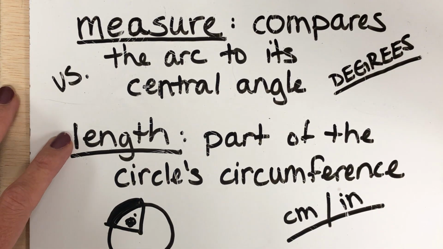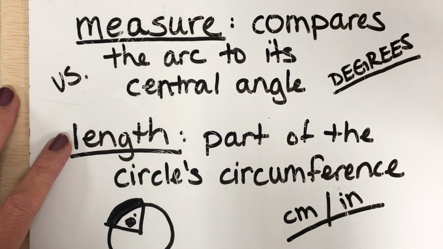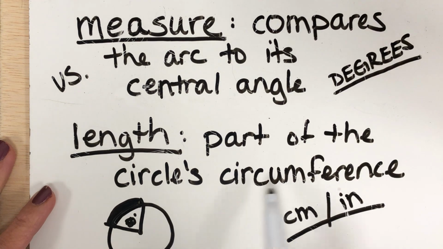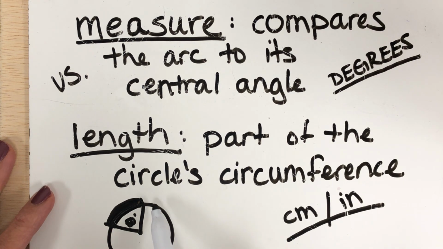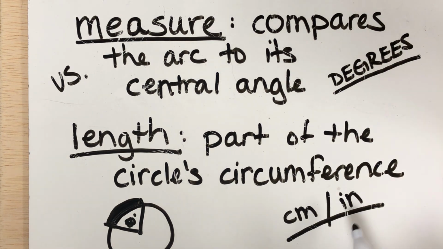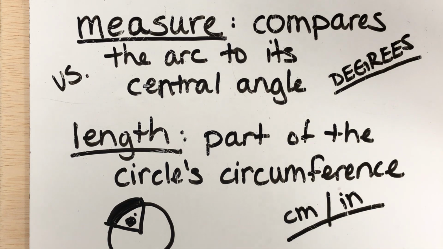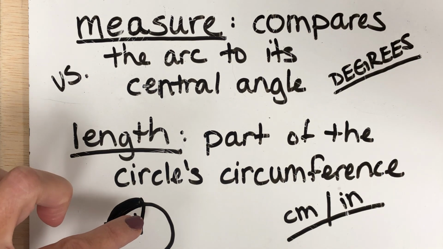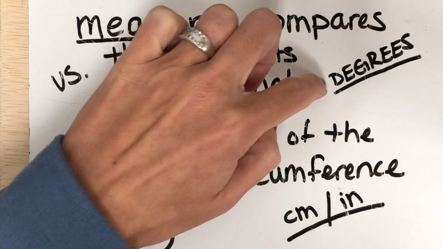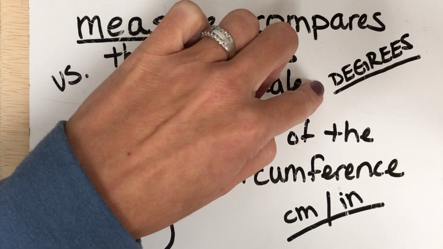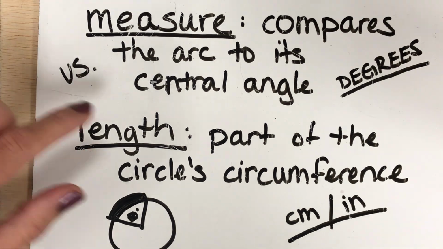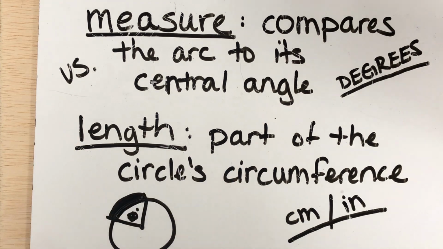When we talk about the length of an arc, we are talking about the actual physical length if I were to measure it with a ruler. So that's part of the circle's circumference, or the perimeter of the circle. And our units in that case are always going to be centimeters or inches or miles or whatever units we're given. So measure is just how it relates to the central angle. How much of the circle does it take up? It's always in degrees, so 0 to 360 degrees, regardless of how big or small the circle is. The length is the physical distance that we are measuring.